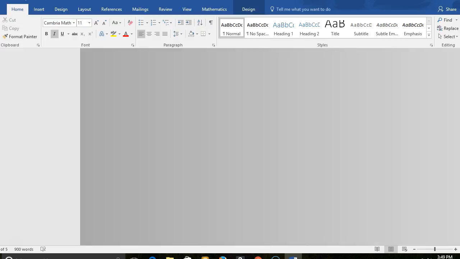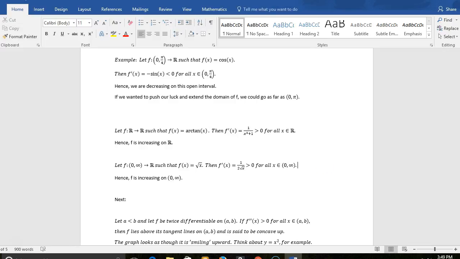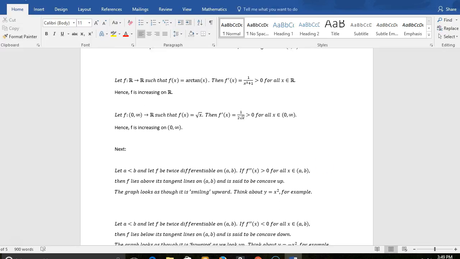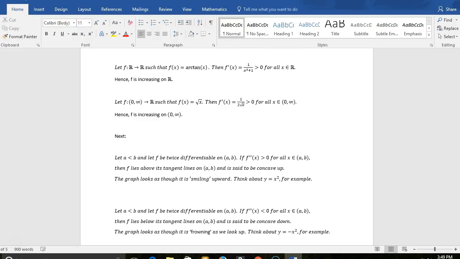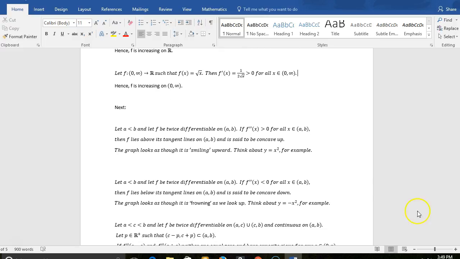So moving on. Well, my screen went crazy on me there. So let's move on down. Next, let a be less than b and let f be twice differentiable on (a, b). If f double prime of x is greater than 0, aka positive, for all x in (a, b), then f lies above its tangent lines on (a, b), and we call it concave up by definition. The graph looks as though it's smiling upward.